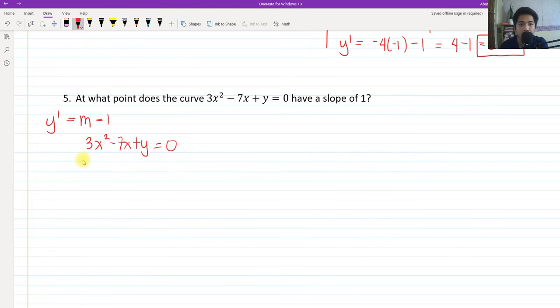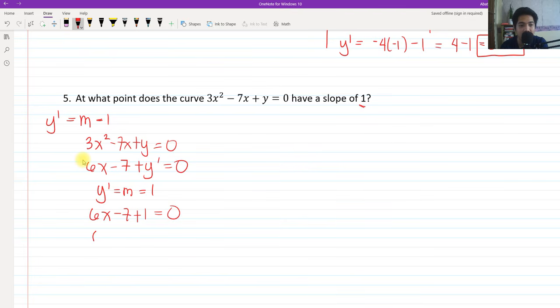Okay, if we differentiate, y becomes y prime. So we have 6x minus 7 plus y prime equals 0. This is our first differentiation. And we know, class, that y prime equals the slope, and according to the problem, the slope is 1. So we can simply substitute y prime with 1: 6x minus 7 plus 1 equals 0. And then finally get the value of x.